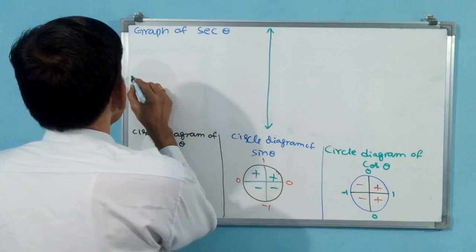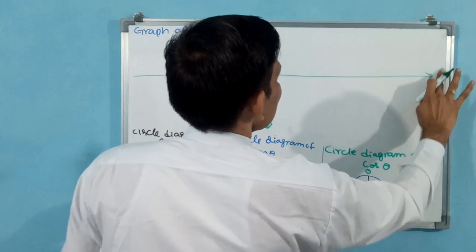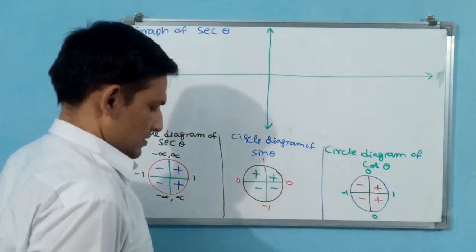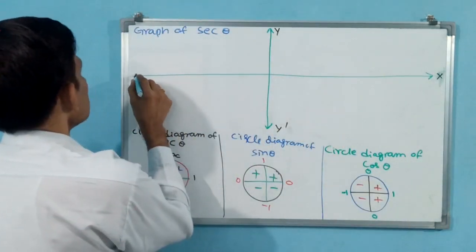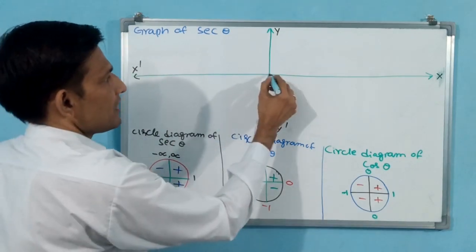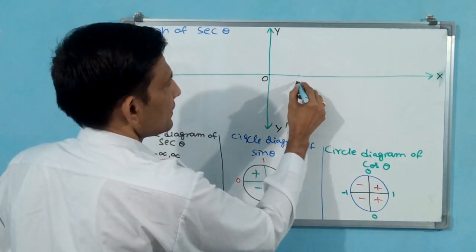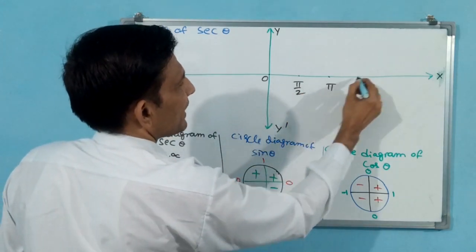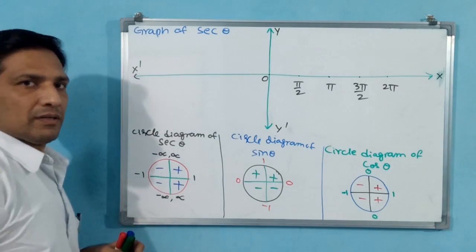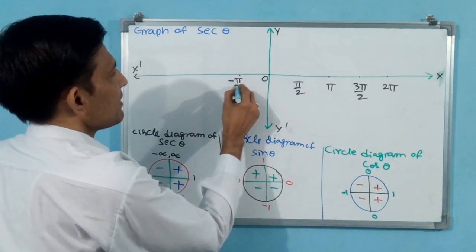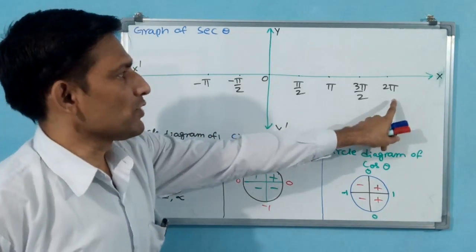See, this is x, y, y dash, x dash. I have taken 0, and this is pi by 2, pi, 3 pi by 2, 2 pi. Now minus pi by 2, minus pi. You take up to minus pi on the negative side, enough. But on this side you take up to 2 pi.